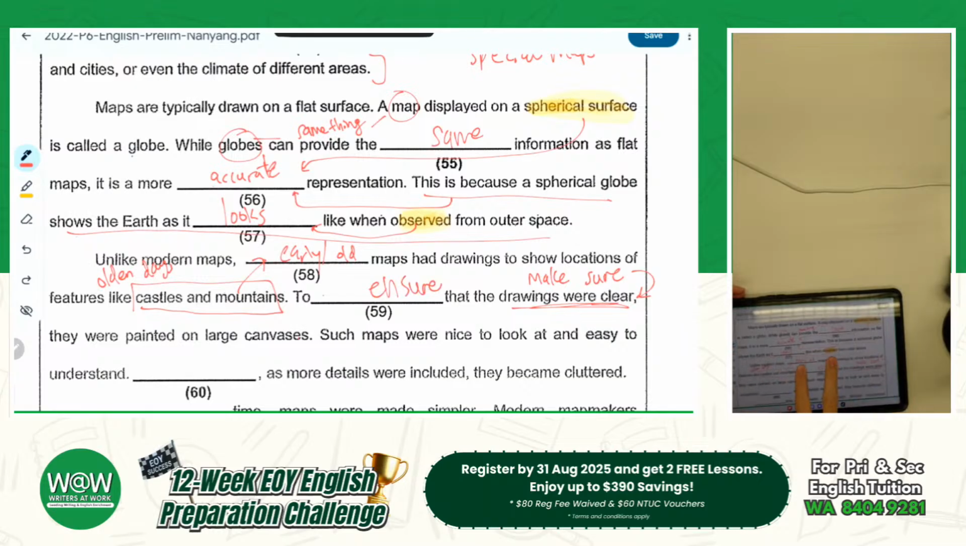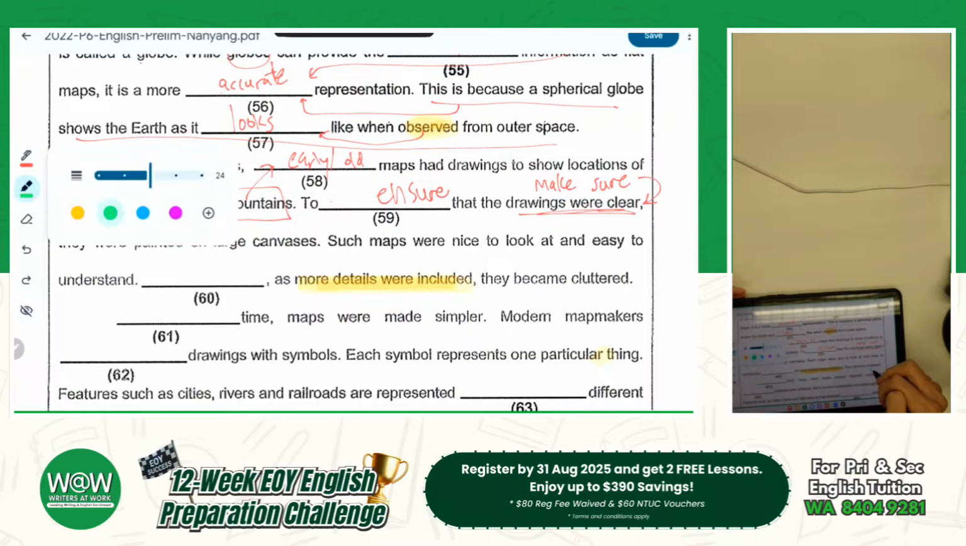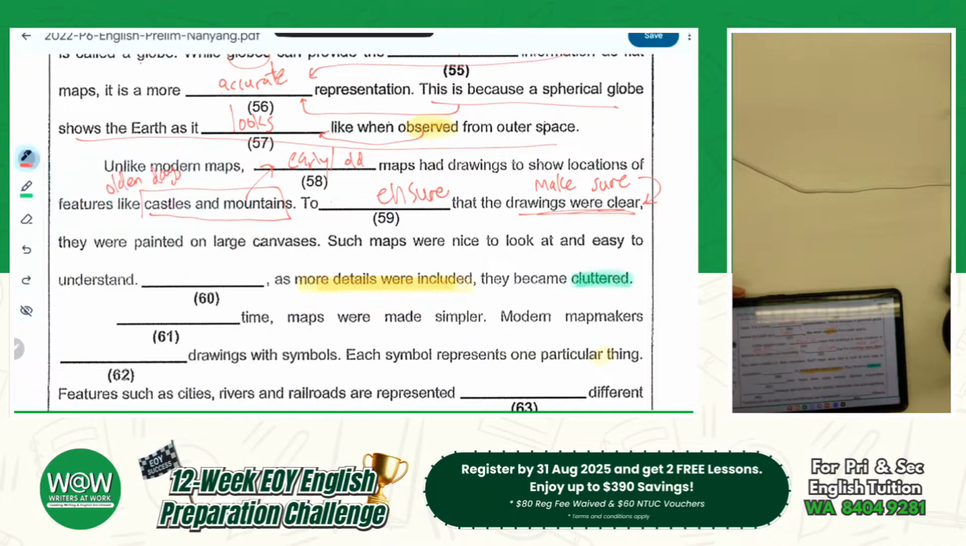Okay, such maps were nice to look at and easy to understand. Dash, as more details were included, they became cluttered. Okay, so you can see that there are two pieces of information here. More details included. The next thing is cluttered. Okay, so in this sense, we will use the word however. Okay, we also take note, just now we also have easy to look at and understand. So these two are the contrasting details.